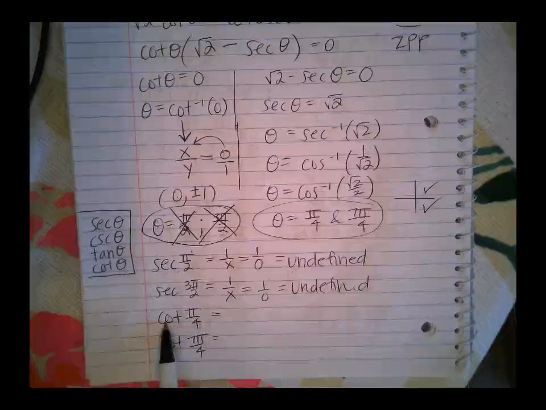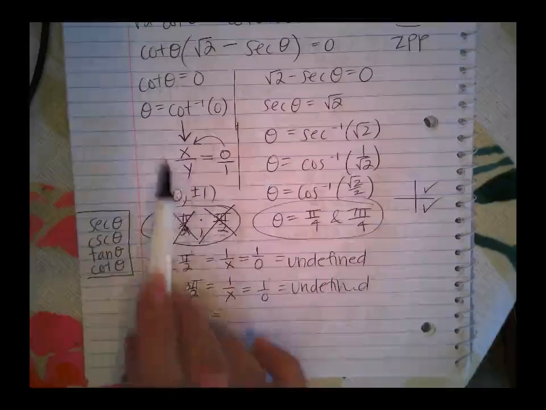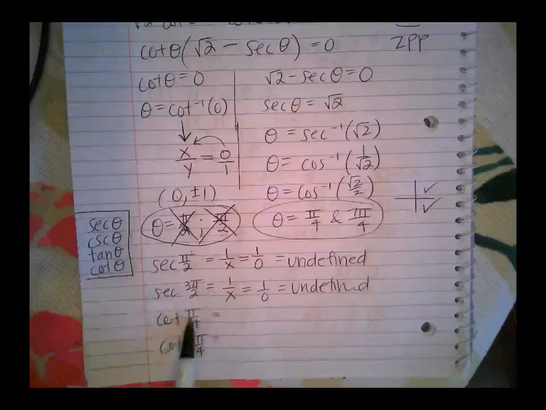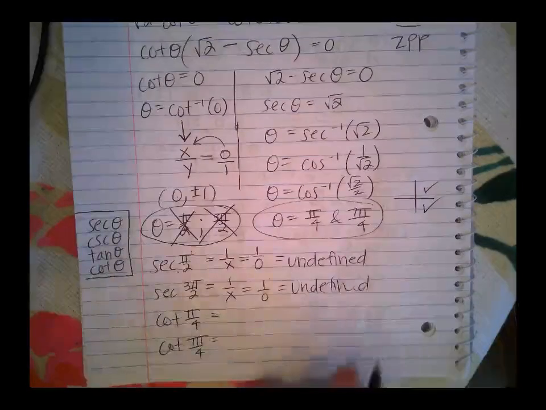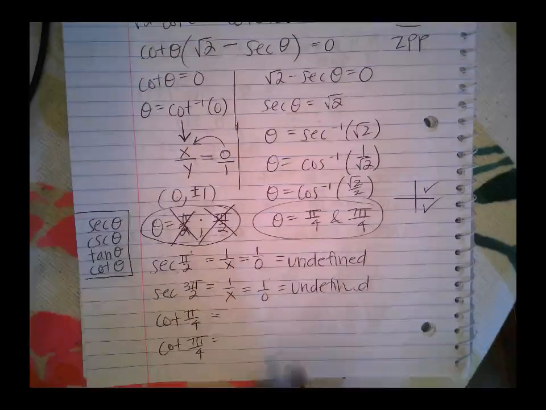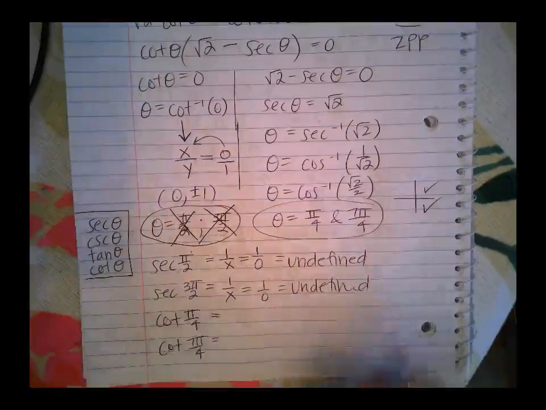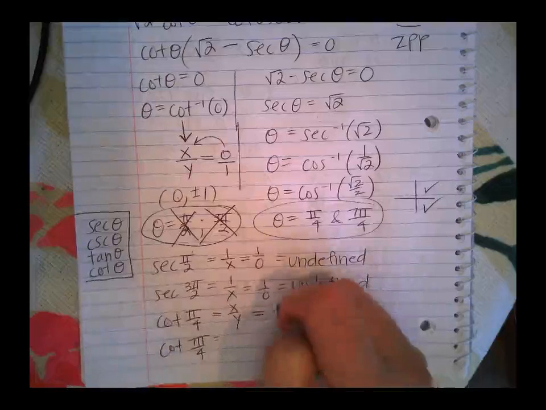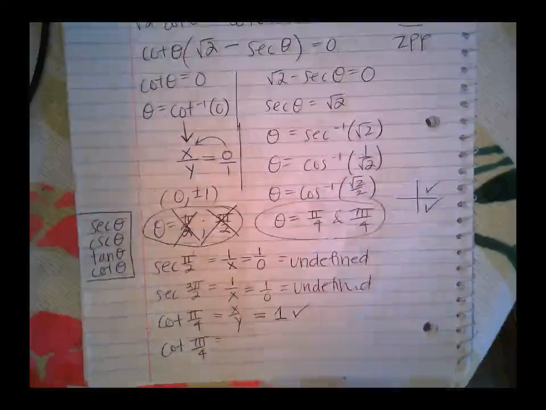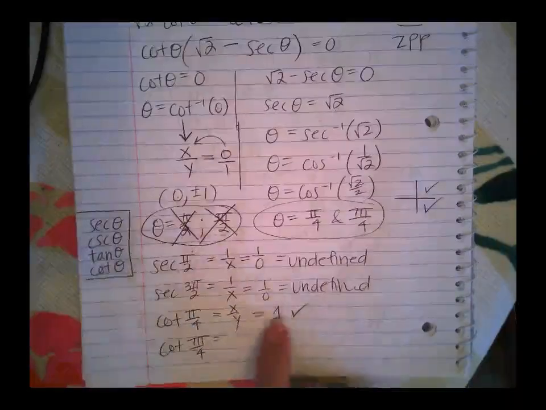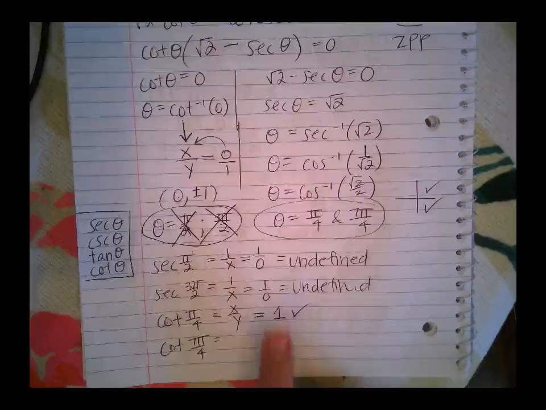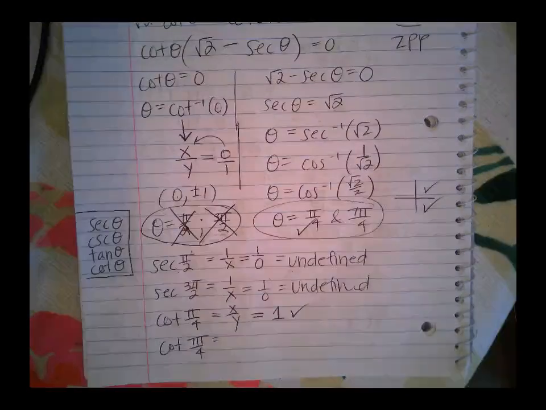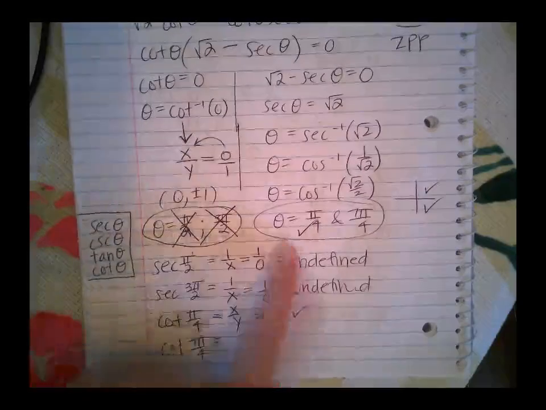So the cotangent of an angle is the x coordinate divided by the y coordinate, right? At pi over 4, the x and y coordinate are exactly the same. So when I do x divided by y, the answer is 1. And that's okay. It doesn't matter what it's equal to as long as it's not undefined. So pi over 4 is good. He's allowed. I don't have to cross him out. Pi over 4 is good.